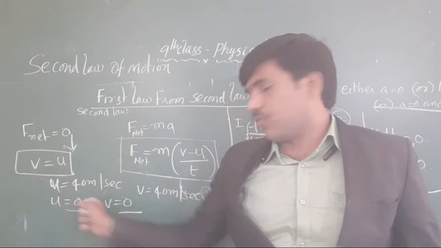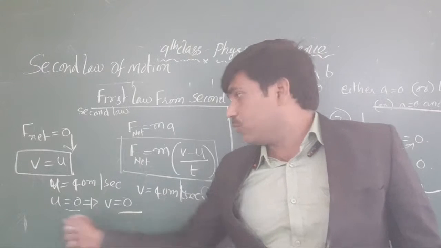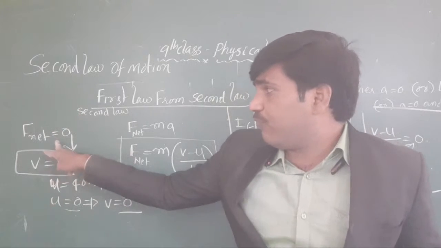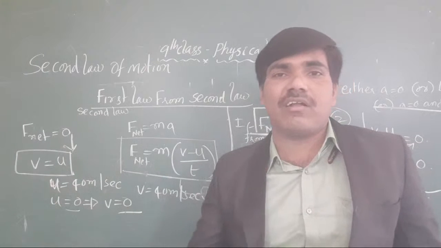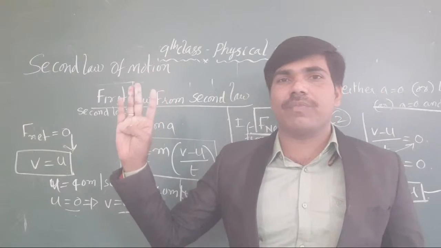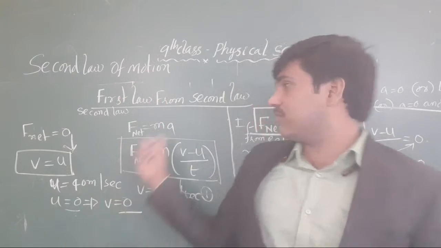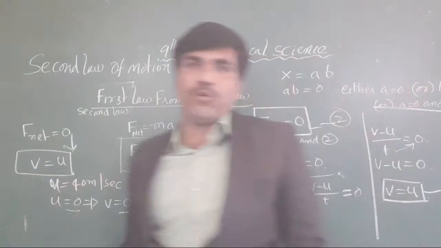And in case u is equal to 0, V is also 0. U equal to 0 means the body is at rest. If F net is equal to 0, the final velocity is also 0, so the body continues in its rest position. Which law is it? Is it the first law or not? It came from the second law. Got it? I hope you got it.